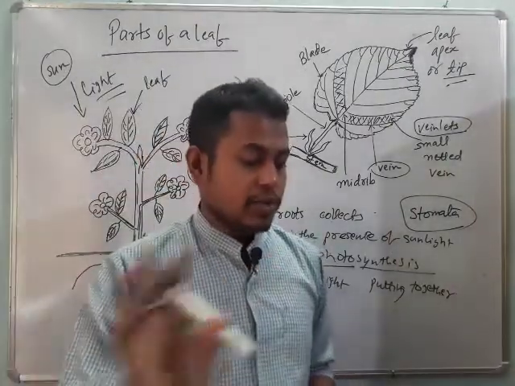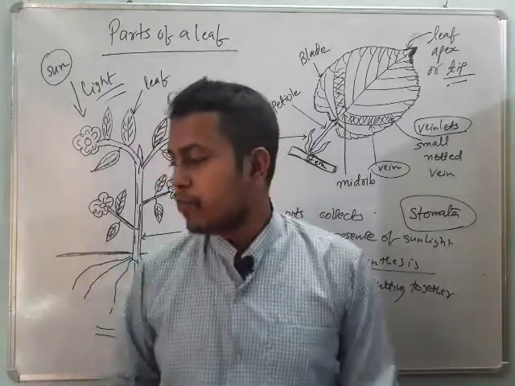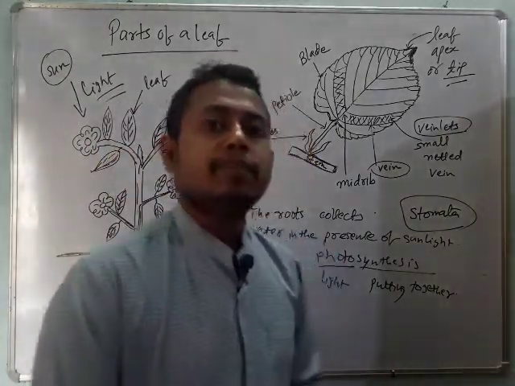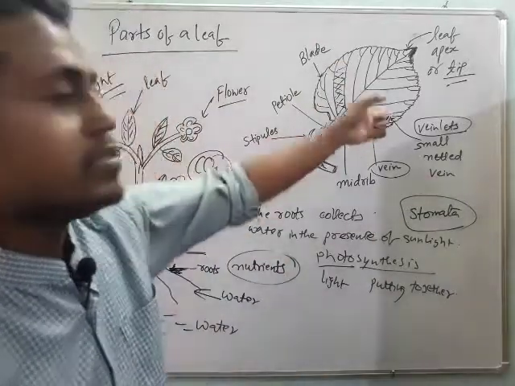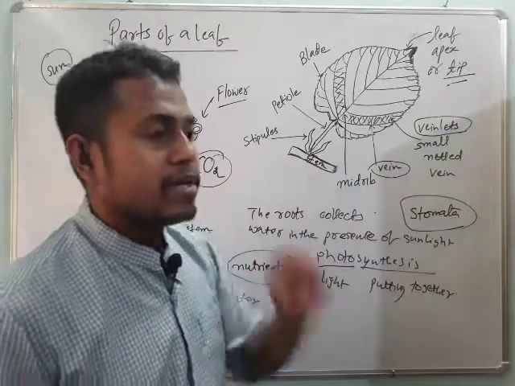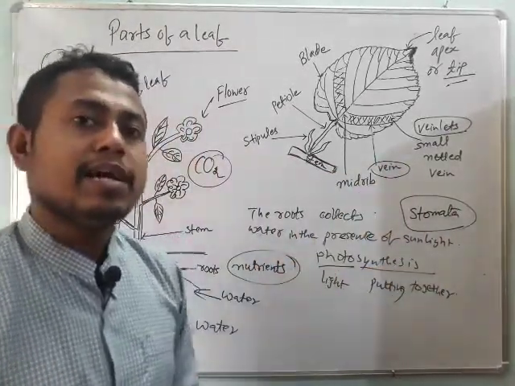And I told you, how does a leaf make food? A leaf makes food in the presence of sunlight. When sunlight falls, they get charged up first of all, and they give the signal to the stomata. And what will the stomata do? Stomata enable the carbon dioxide.